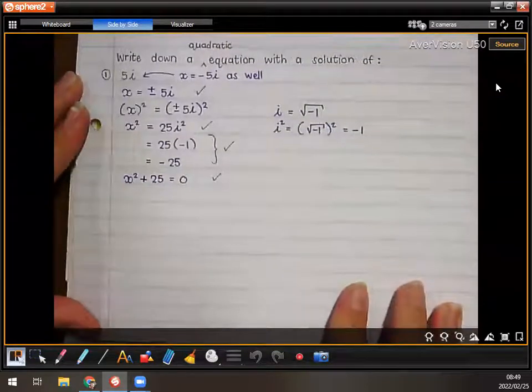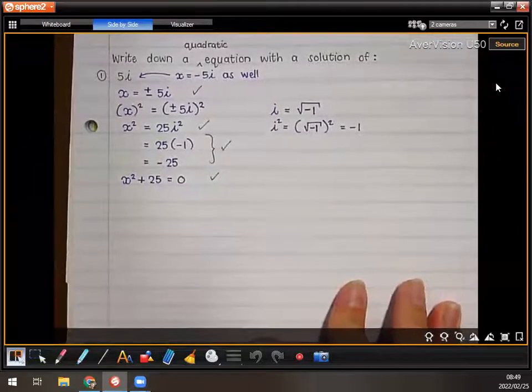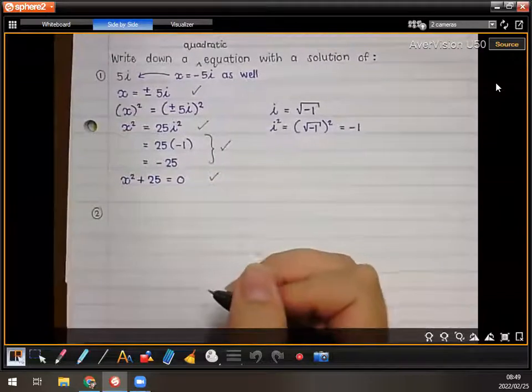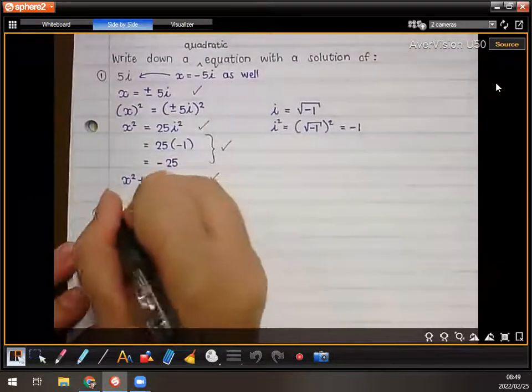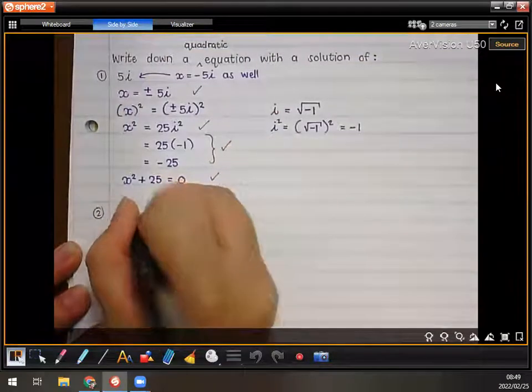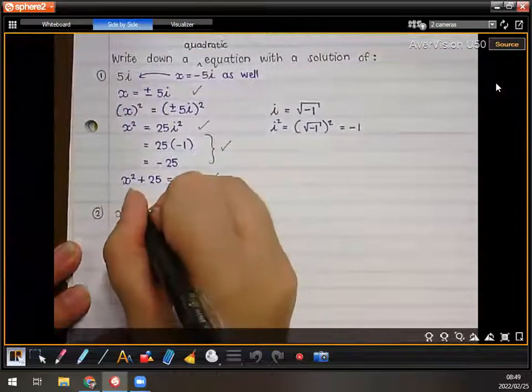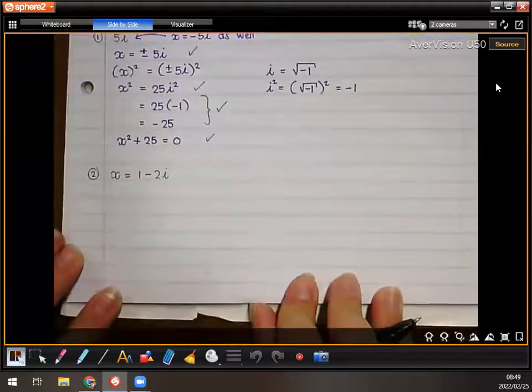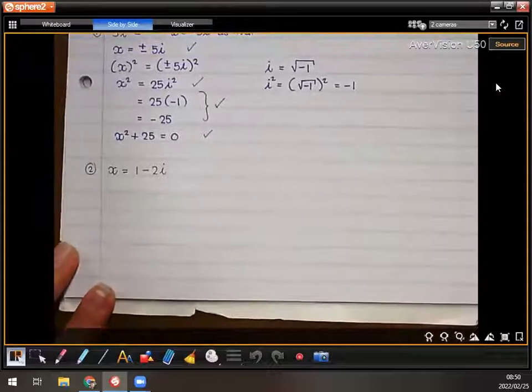We're going to do one more quickly where it's not just one term, where you have multiple terms in that answer, because it can get a bit more complicated. So now we are supposed to write down a quadratic equation with a solution of 1 minus 2i. x equals 1 minus 2i.